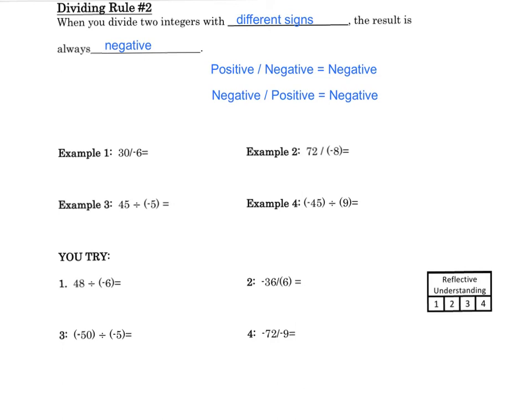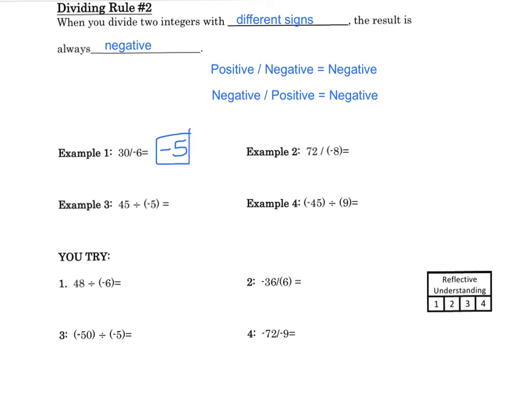Let's look at example 1. 30 divided by negative 6. So we have a positive 30 divided by a negative 6. Therefore, your answer is going to be negative, and then 30 divided by 6 is 5. So your answer is negative 5.